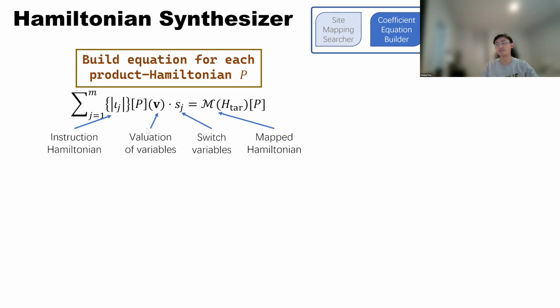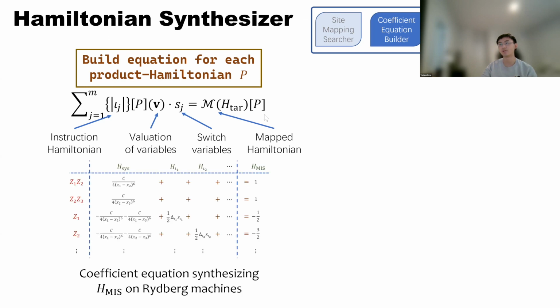And we send a valuation of variables into this coefficient, and we use a switch variable to represent whether this instruction is activated in this period of time. And we let the left-hand side be equal to the right-hand side, which represents the mapped target Hamiltonian to the device according to the site mapping. And P is still, using the bracket here to represent the coefficient of that term.